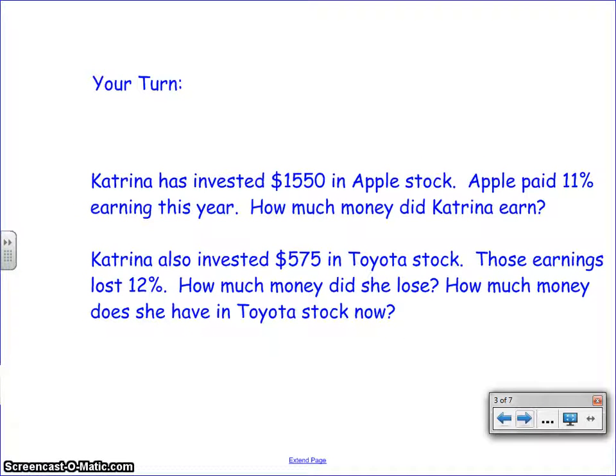Okay, it's your turn. Read the problems. Katrina invested $1,550 in Apple stock. Apple paid 11% earning this year. How much money did Katrina earn? So you're going to figure out 11% of 1,500, all right?